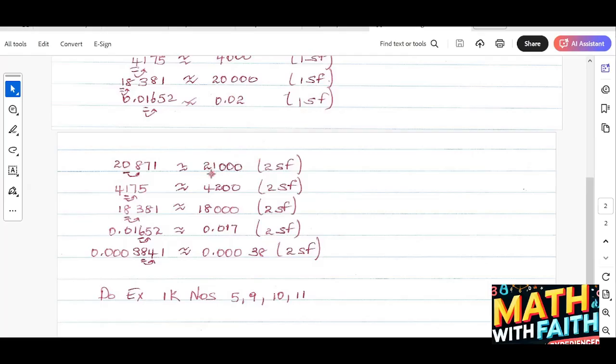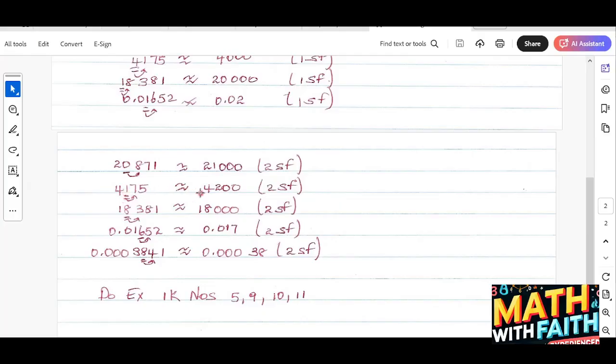So this is approximately 21,000. So we put back our 2 from before. We put this equal to 1 because this digit told us to do that. And we fill our remaining columns with zeros, right? 4,175, sorry. The second significant figure, the first is the 4, the second is the 1. So we look at the digit after this 1 and it is more than 5. So this 1 now becomes 2.